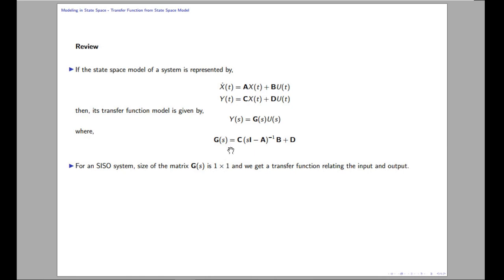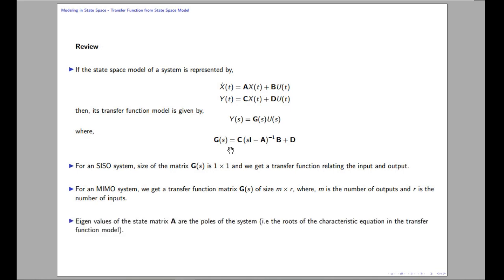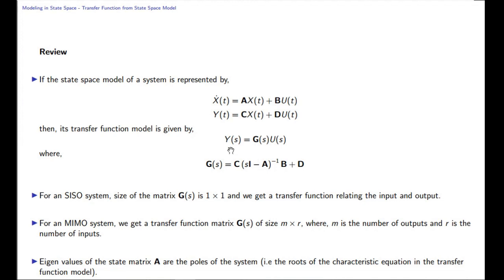And for a MIMO system, it is going to be a matrix of the size M cross R, where M is the number of outputs and R is the number of inputs. And also we understood that the eigenvalues of the state matrix are nothing but the poles of the system. So I can get the poles of the system directly from the state space model. That is, if I know the matrix A, I can straight away get the poles of the system. Okay, so that is what we learned in lecture number 5.